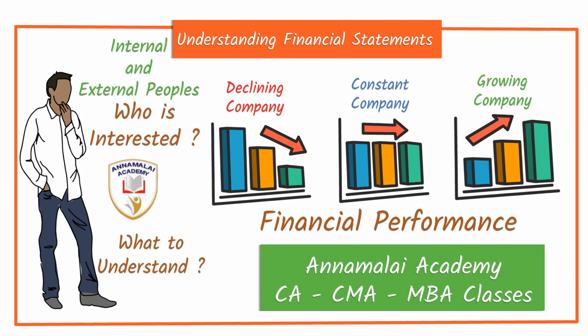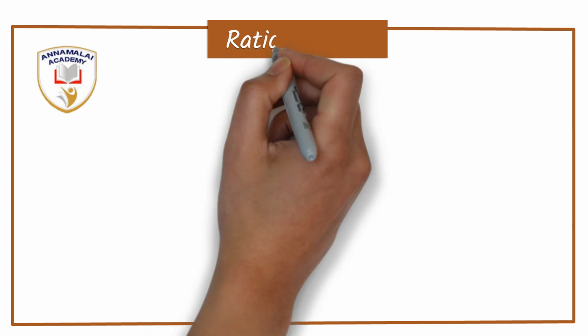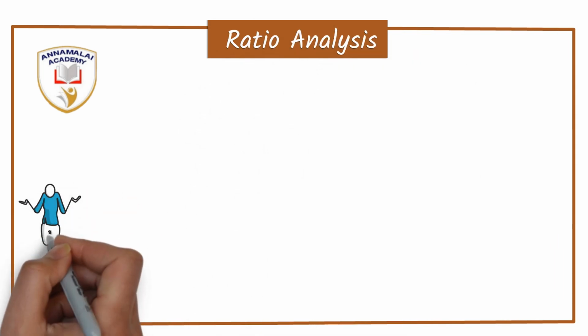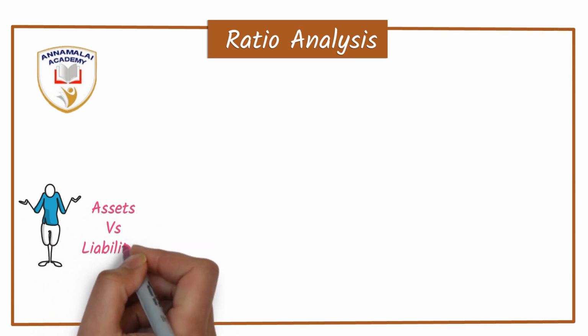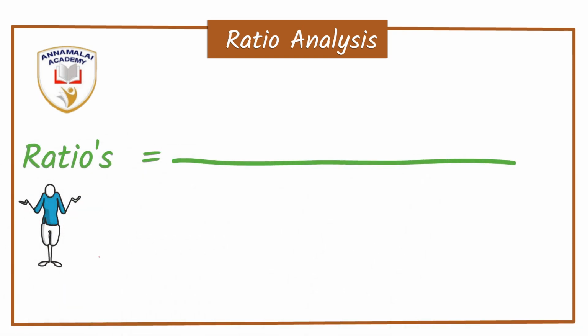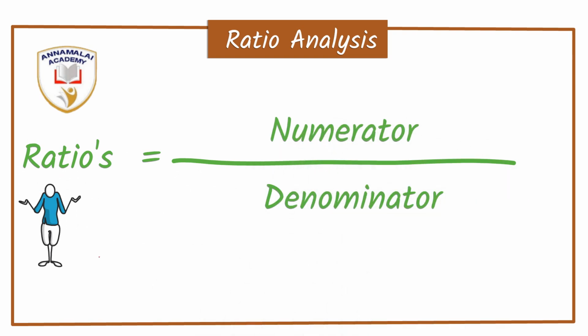For all these analyses and understanding, ratio analysis is one of the tools applied over the financial statement. It is applied to compare the various aspects in the financial statement. Ratio analysis is a simple mathematical calculation fixing something in the numerator and something in the denominator. Now what to fix in the numerator and what to fix in the denominator?